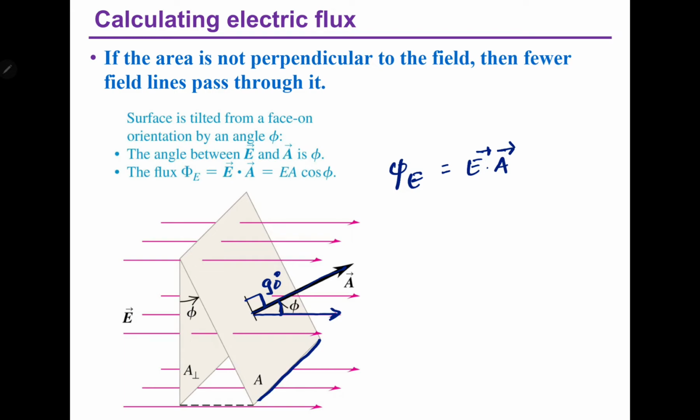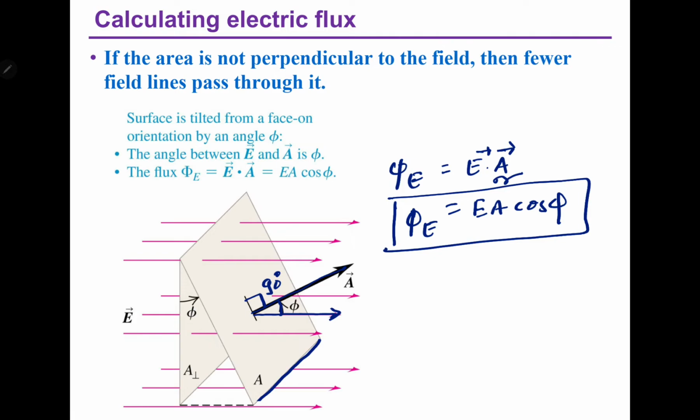So your phi e will again be the scalar product of E and A. A is the surface area of this structure, and E is the electric field strength. So E A cos phi. So if the angle is other than 90 or 0, you can write down this one. This is the common formula for a surface tilted from its original orientation.